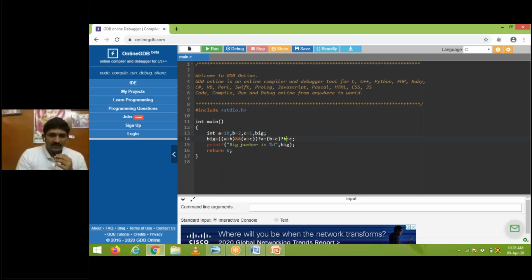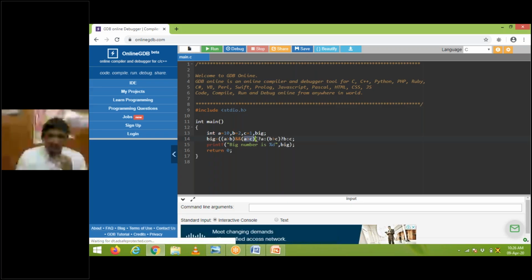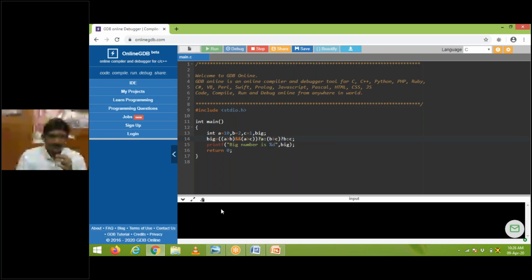So in the earlier program we had almost 12 lines, but here I am using only a single line. Now 10, 2, 1, so we will evaluate these values. 10 is greater than 2, is it true? Yes. 10 is greater than 1, is it true? Yes, it is also true. Now after that question mark you have a, that means a value will be stored in big, and big will be printed. Now we'll run the program, output will be printed: big number is 10. So the program is executed.